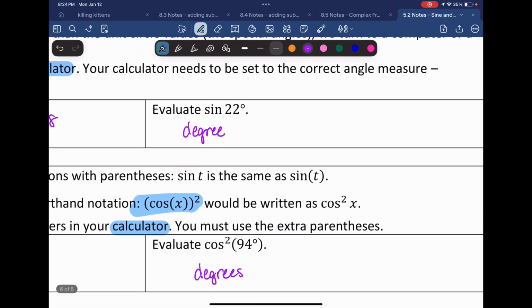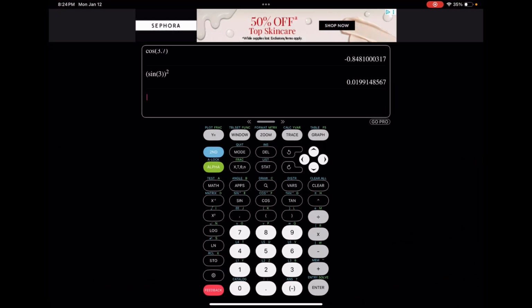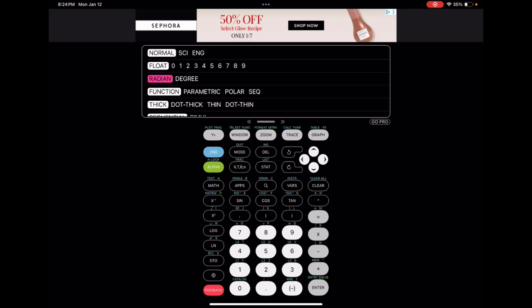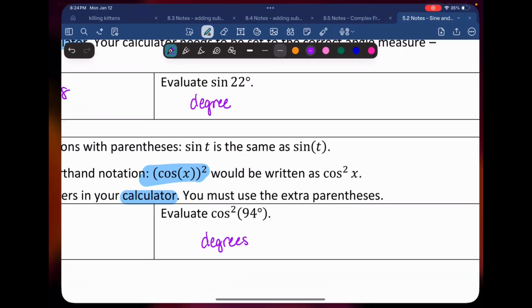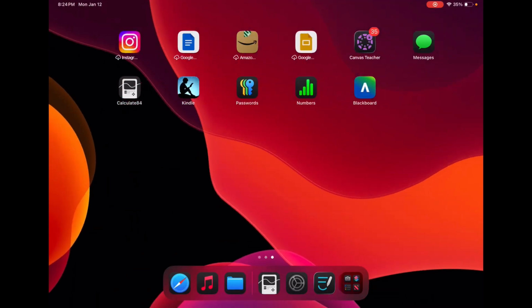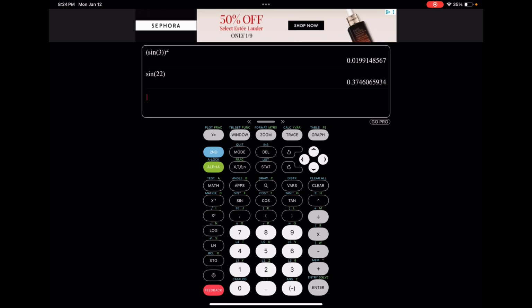All right, so now we're in degrees. So sine 22 degrees. I'm going to go over into my calculator. Mode. Scroll down. Highlight degree. Enter. Second quit. So sine 22 degrees. Sine of 22. Okay, I'm in degrees, so this should be okay. So this is 0.375.